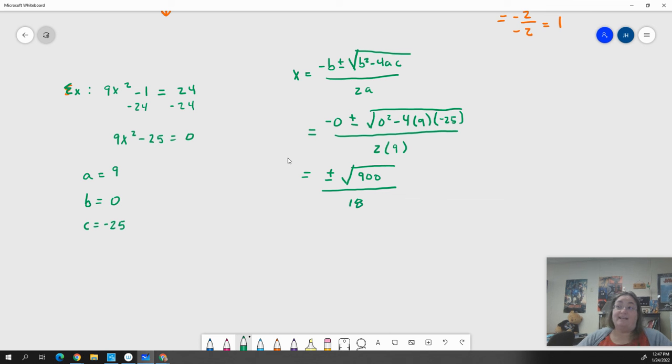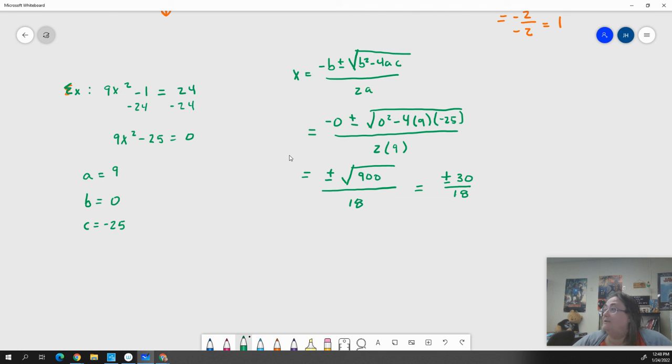Now, I could look at that and I could go, I see 4 times 25, I know it's 100, and if I multiply it by 9, I have 900. If you don't see that, plug it into a calculator. There's nothing wrong with using a calculator, right? Lucky for us, 900 is a perfect square. It's 30 times 30. So what we have here is plus or minus 30 over 18, right?